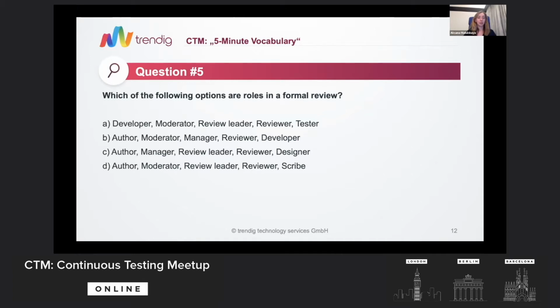A, developer, moderator, review leader, reviewer, and tester. B, author, moderator, manager, reviewer, and developer. C, author, manager, review leader, reviewer, and designer. And D, author, moderator, review leader, reviewer, and scribe. So start. The formal review and review roles, we discussed it, I think, some months ago, in this year.